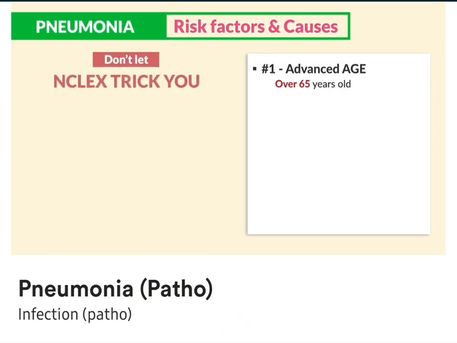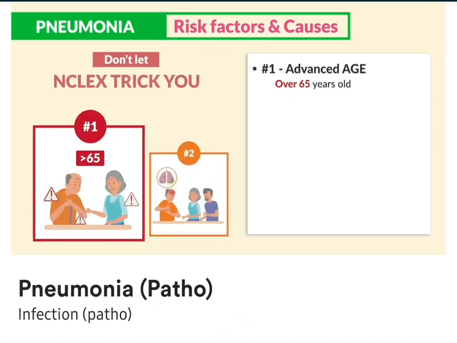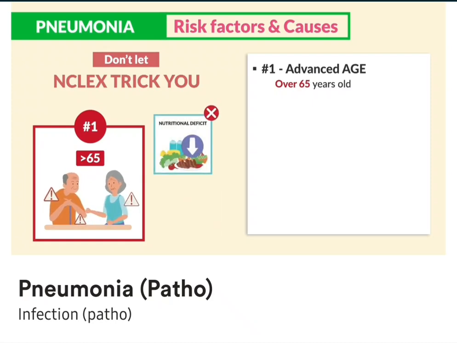Now, don't let the NCLEX trick you here. Environmental exposures are not the greatest risk factor than advanced age here for pneumonia. And neither is nutritional deficit or even obesity. So always think here, advanced age over the key number, 65 years old, is the number 1 risk factor for pneumonia.